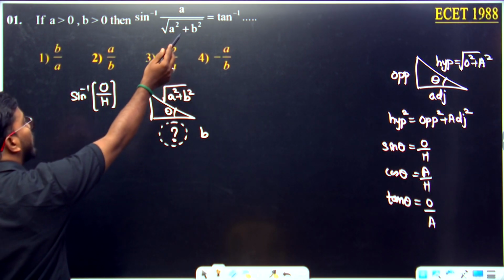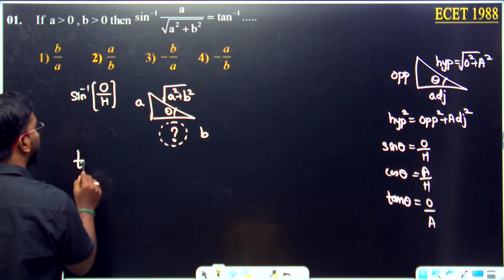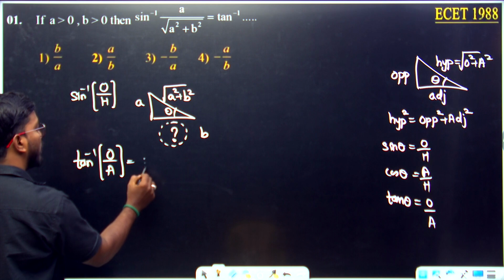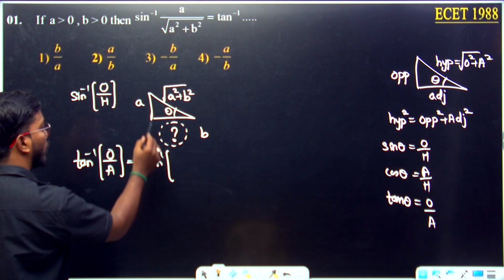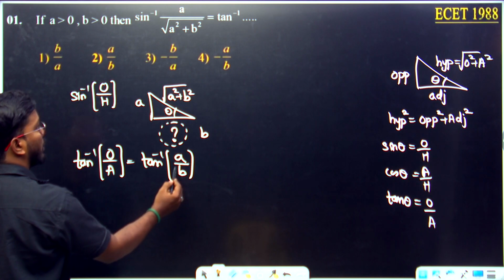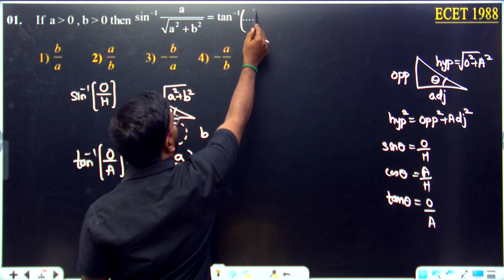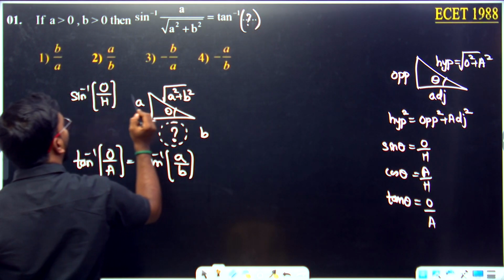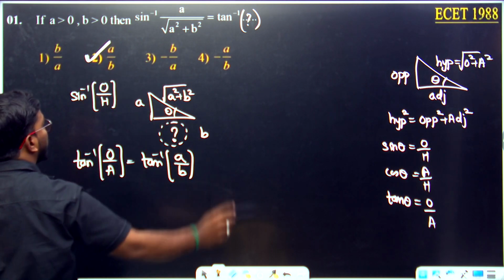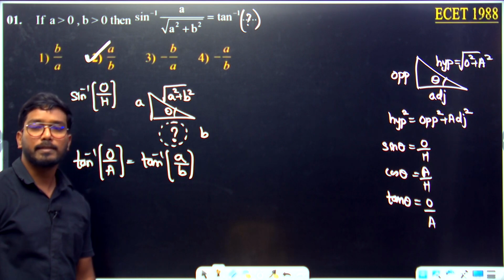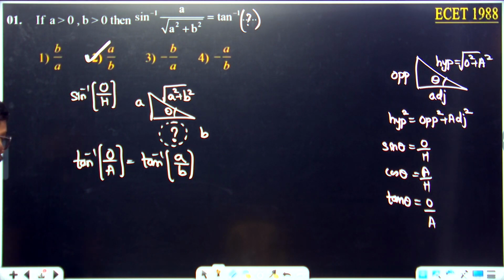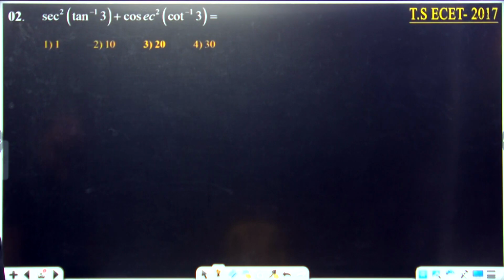What is he asking you to find out? Tan inverse. Tan inverse means what? Tan inverse of opposite by adjacent we need to write. That means tan inverse of opposite is a, adjacent is b, a by b. So what is the missing one here? Tan inverse of a by b. So this must be your correct answer: tan inverse of a by b. Go through it once. Okay, pause the video, note it down. Let's move on to the next question.